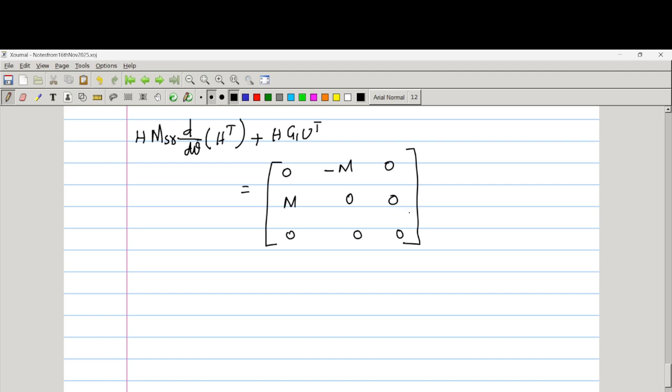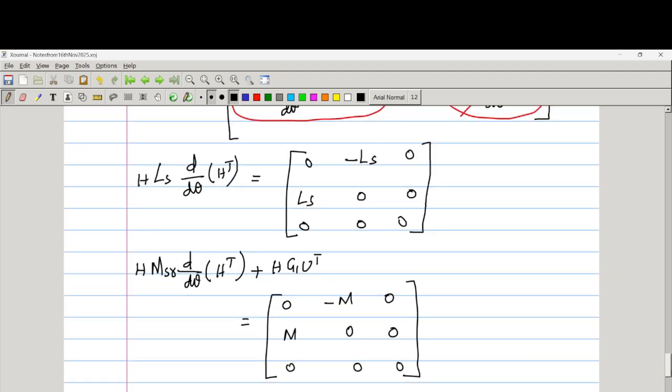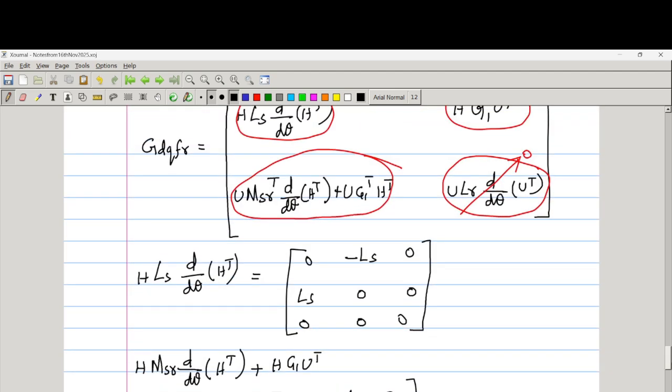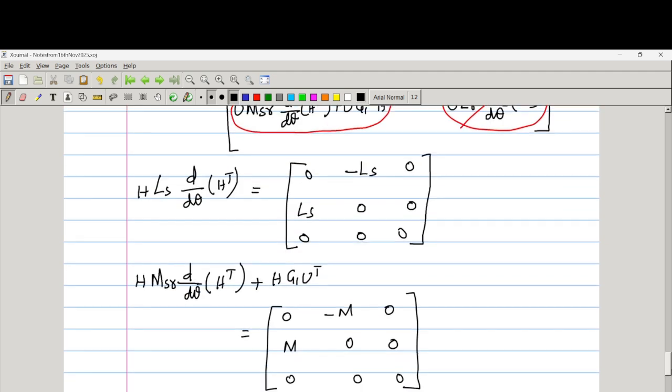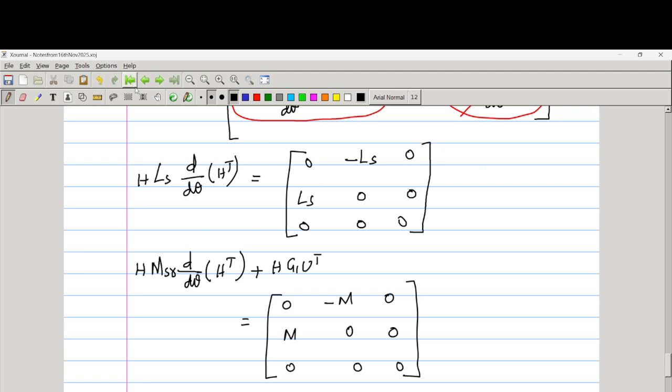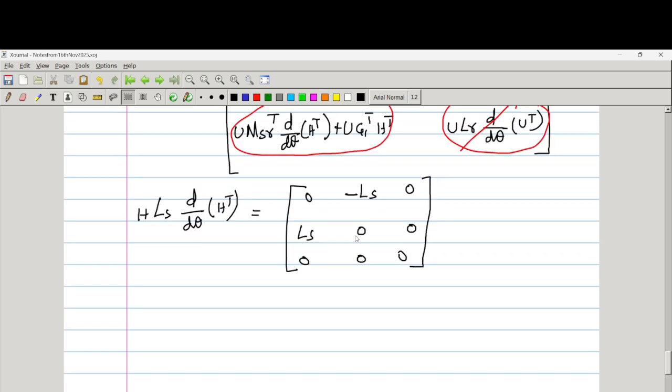Then, for the final value, we have to add UMSR transpose plus... there is one small mistake. Yes, that is UG1 transpose H transpose. So this is one mistake, and I will correct it now. We are going to calculate again this term, UMSR transpose d by d theta of H transpose, into this value.